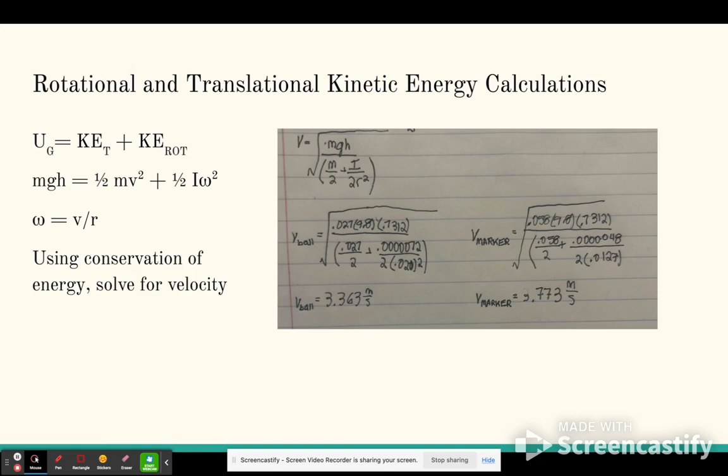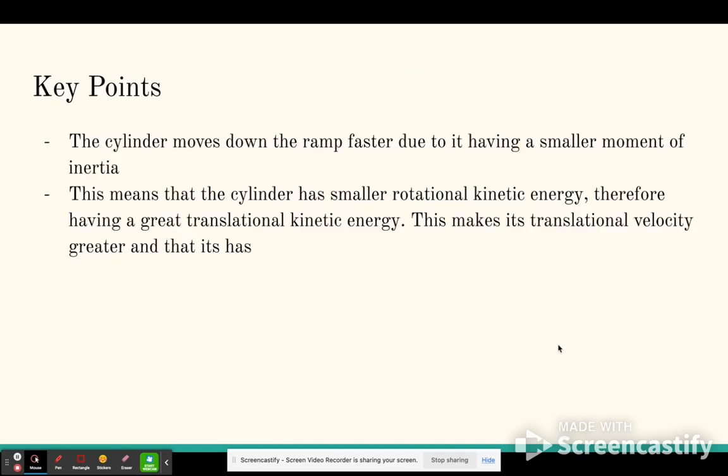What we do is set gravitational potential energy equal to translational kinetic energy plus rotational kinetic energy, and you get that equation. You can also set angular velocity equal to translational velocity over radius. Using conservation of energy, we then solve for velocity. We get the velocity of the ping pong ball at the end of the ramp is 3.363 meters per second, while the velocity of the marker is 3.773 meters per second, meaning the marker is moving faster.